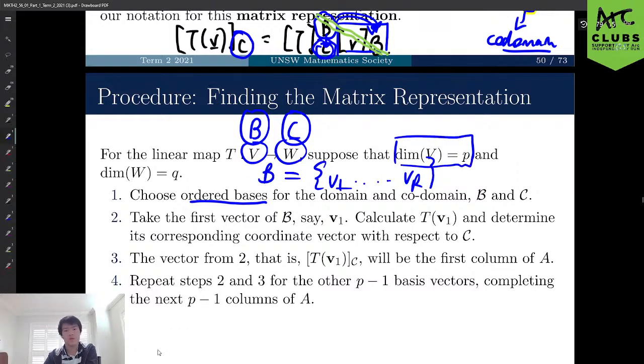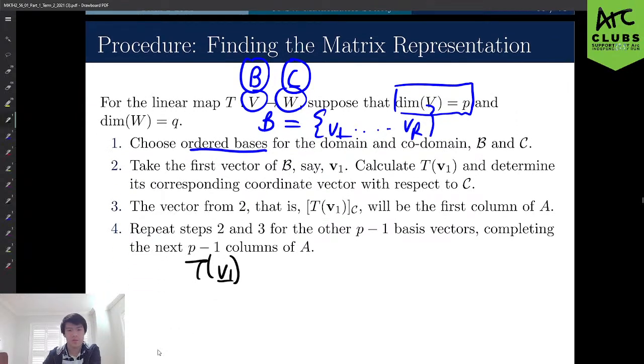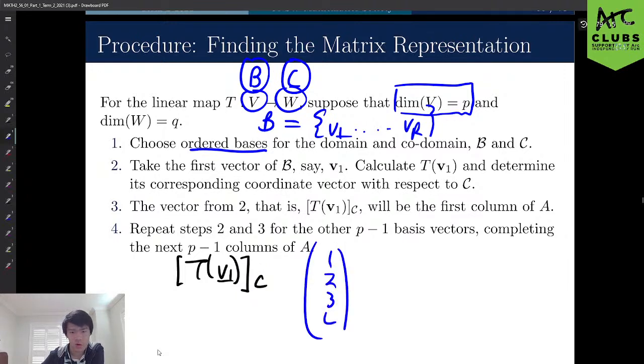Well, what we'll do is we have a simple algorithm. We calculate T of v1, and then we find the coordinate vector with respect to C. So we went through doing that. All we have to do is solve equations, and then we calculate T of v1 with respect to C. Right, that's good. And we'll get a coordinate vector like this, something like 1, 2, 3, 4. That's a good vector. We'll make that the first column of our matrix.